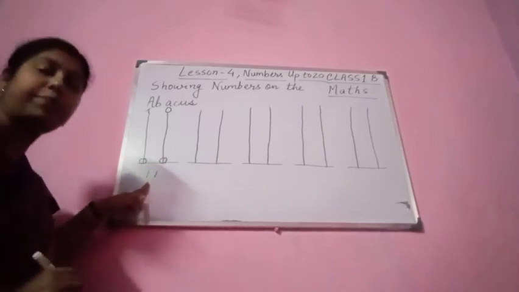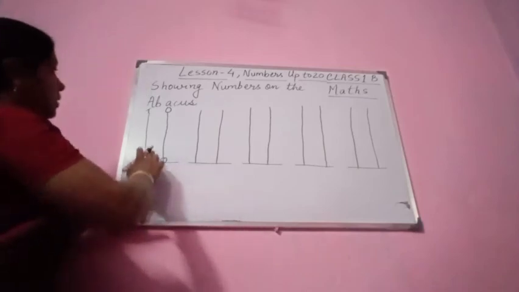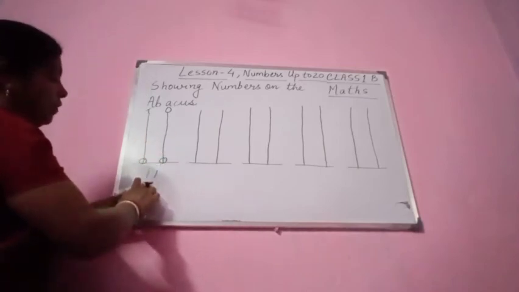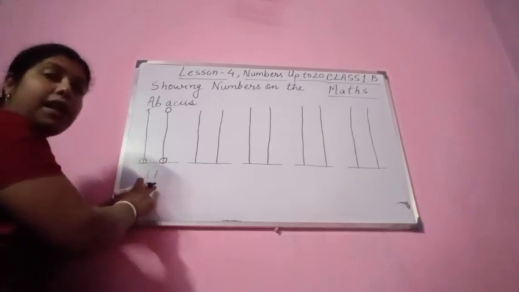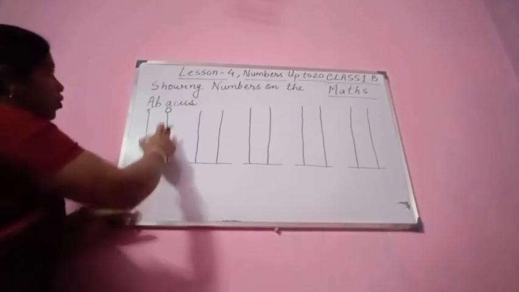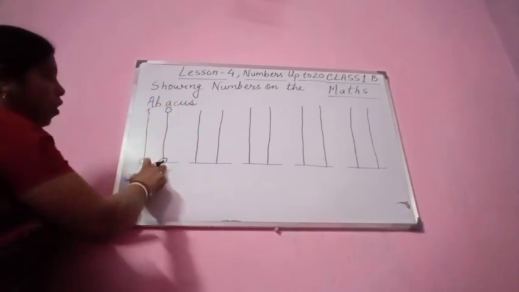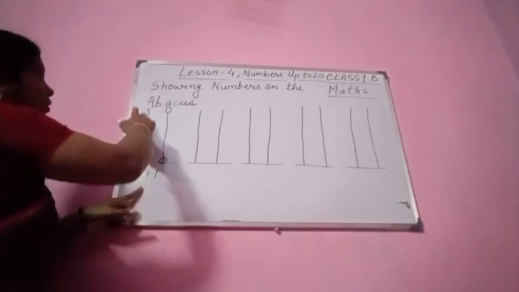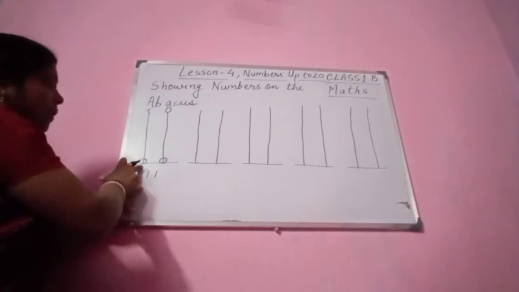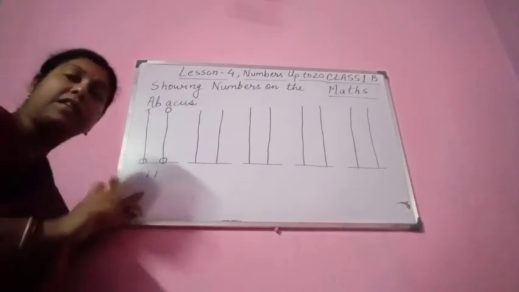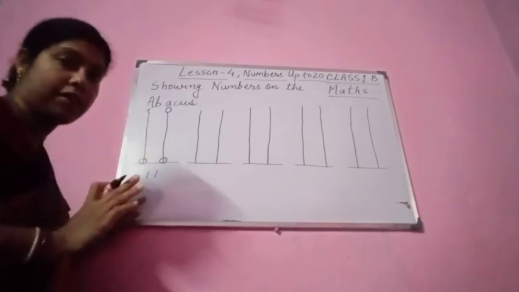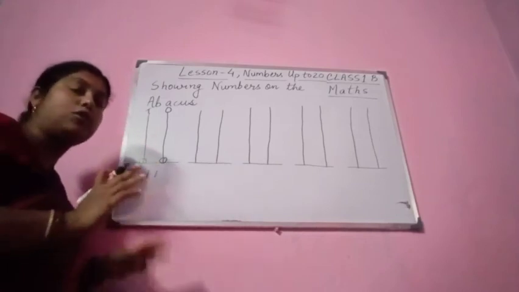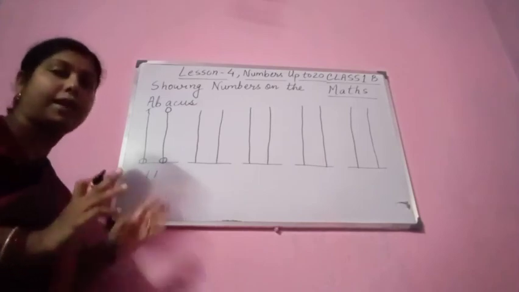Once again I am explaining, students. Please see, we will be drawing 11 on the abacus. So 11 means 1 ten and 1 one. On the ones spike you draw 1 bead, that is 1 one, and on the tens spike you draw 1 bead. That means 1 bead represents 10. So 10 and 1 will make 11.